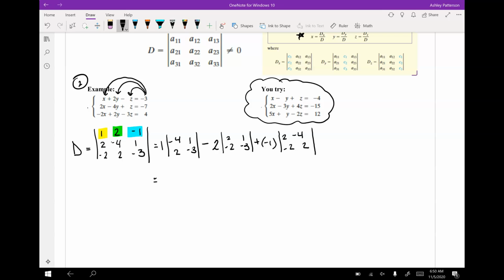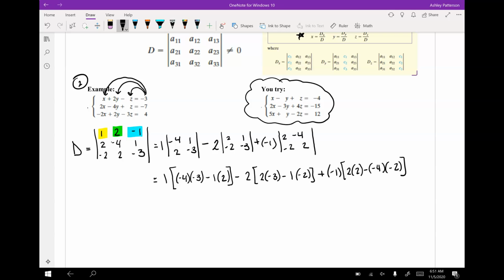Okay, here we go. Now we have 1 times, and the determinant of a 2 by 2 is always subtraction, so -4 times -3 minus 1 times 2. And then we have -2 times, 2 times -3 minus 1 times -2. Plus -1, because that's the number in the upper right-hand corner, times 2 times 2 minus -4 times -2.